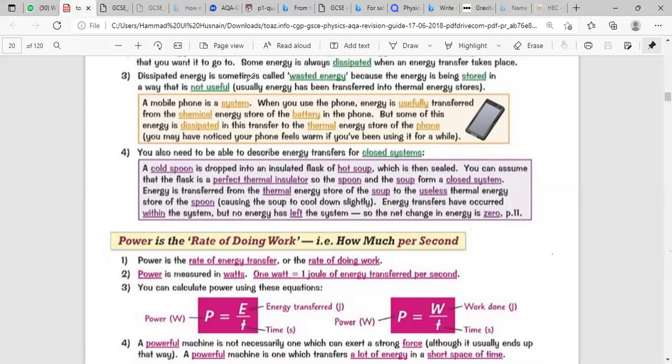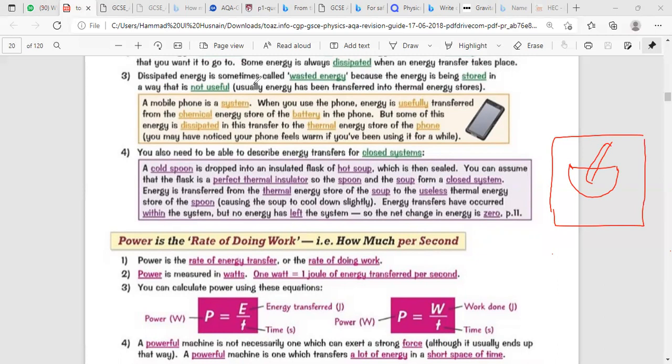Okay, let me elaborate a bit more. I guess you are confused with it. Let us say that we have a bowl of hot soup, and we put a spoon in it. Now we take this combination of soup and spoon and put it in a flask, a box, and this box is made up of a thermal insulating material.